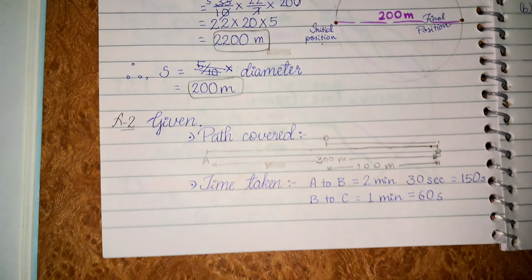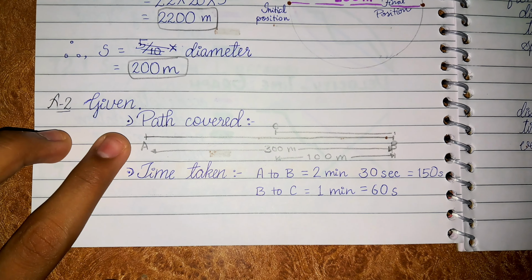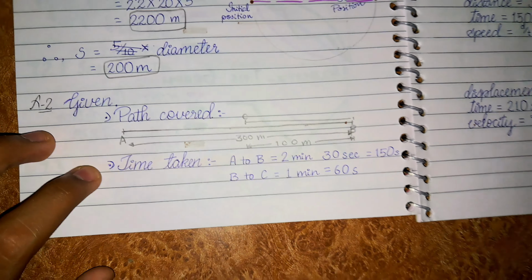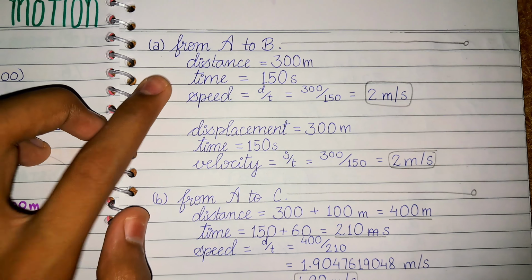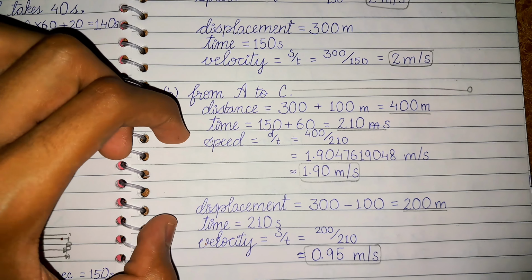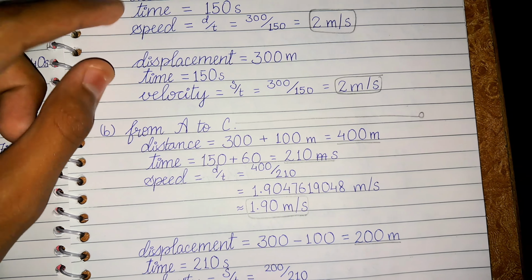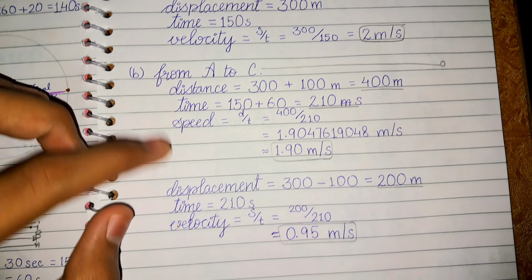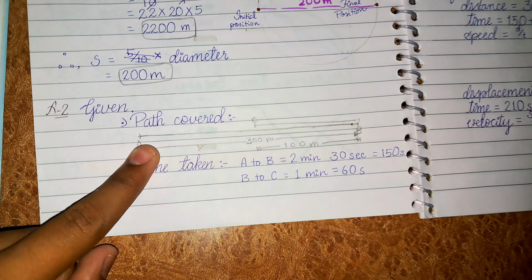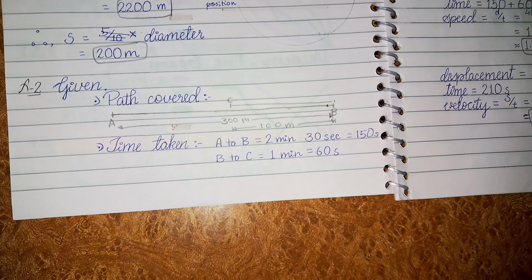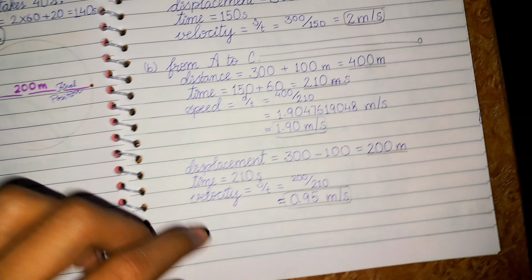So we have solved this here. First we wrote the given, then we drew the path, then we took the time, then we solved these A and B parts. Then we solved this from A to C. It is a very easy question. In this, the distance and displacement are equal, but in this, distance and displacement are not equal because displacement is the shortest path from initial to final position, whereas distance is the path covered. So there comes the difference.